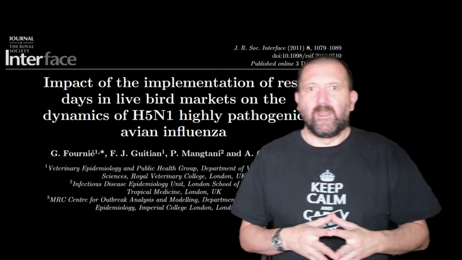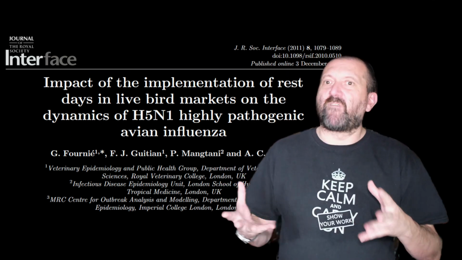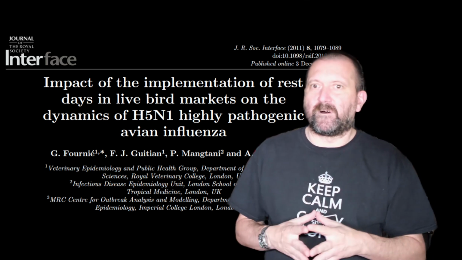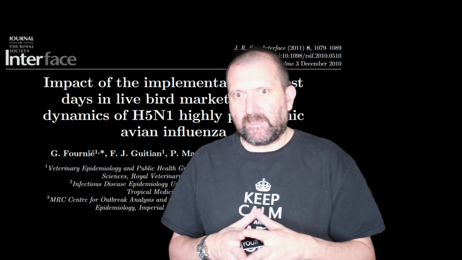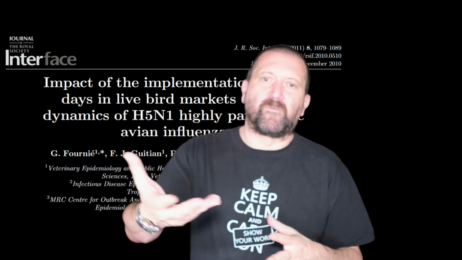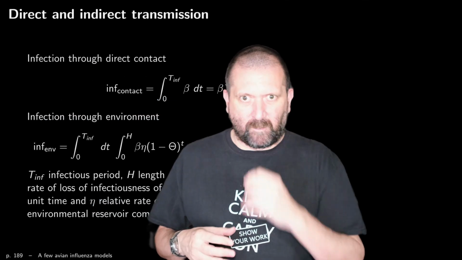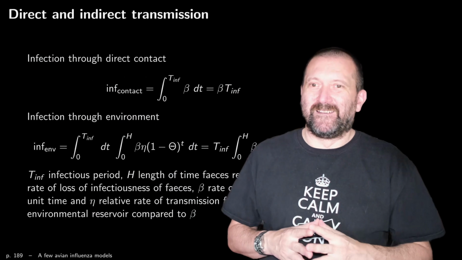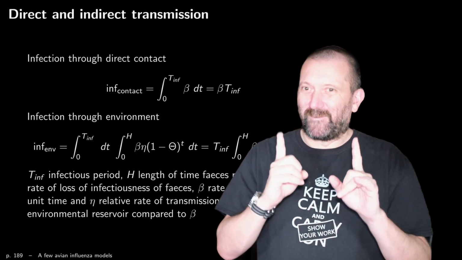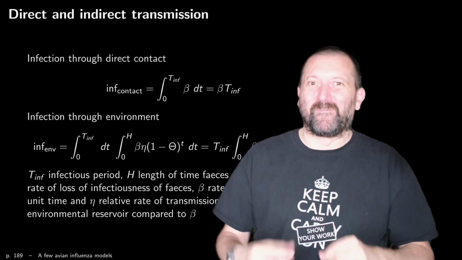One is by Fournier and collaborators, and it's about looking at rest days in live bird markets. And by rest days, they mean days in which the markets are not subject to further inflow of birds. So they have a very simple model originally. I point out a simple model is really simple, and then it gets complicated.